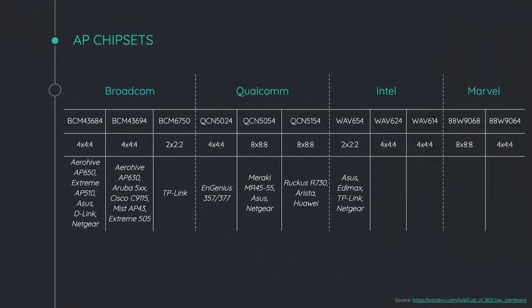Online also, if you go to this website, wikidevi.com, I got it from Jerry one day, he shared it. Thank you, Jerry. And then we created this table. They kind of go over all the chipsets you find in different access points from different vendors. So you can see Broadcom, Qualcomm, Intel, and Marvell are the main ones. I'm not saying we put everything on here, but this is what we found. And you can see a couple of examples of access points as well.